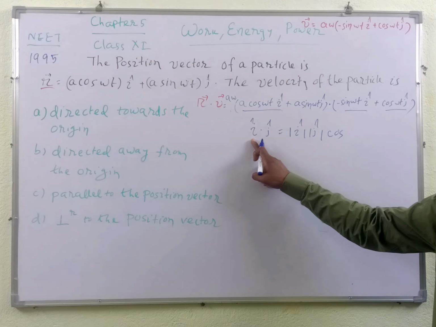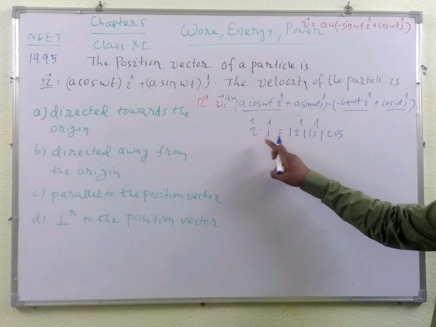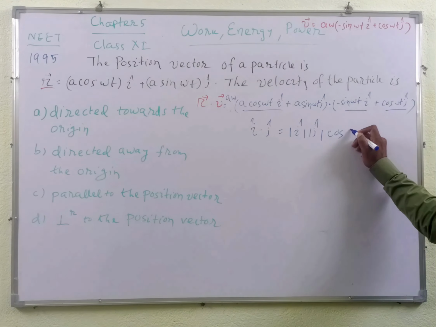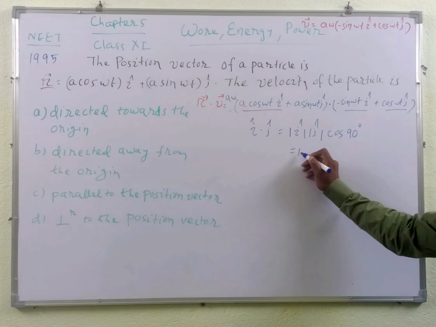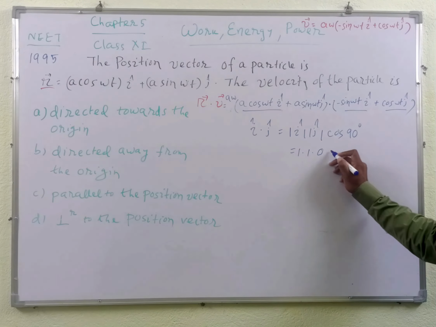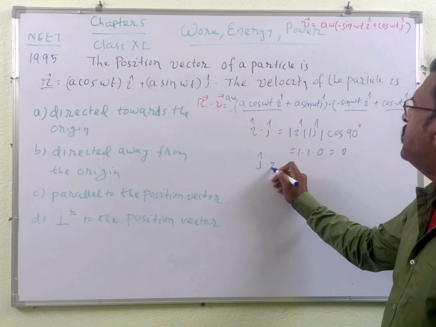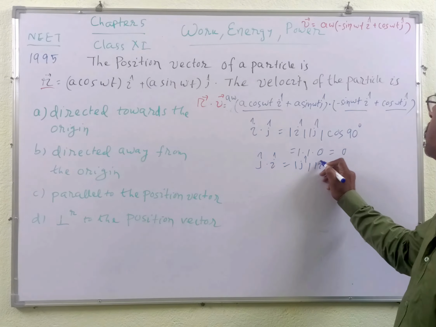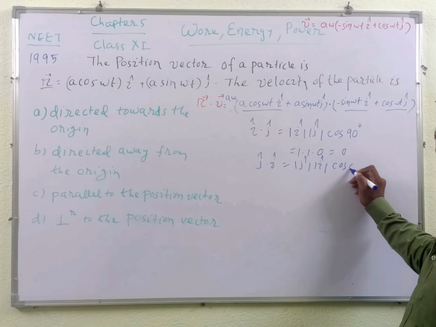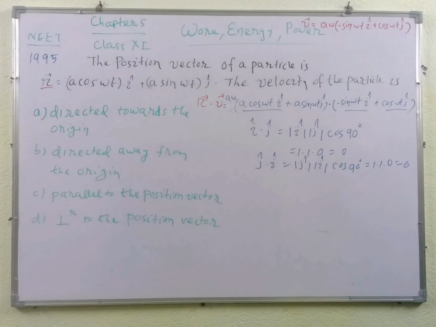i is the unit vector along the x-axis. j is the unit vector along the y-axis. So the angle between i and j is 90 degrees. So we write cos 90 degrees or pi by 2. So this becomes, student, 1 into 1 into 0. So i dot j is equal to 0. Similarly, j dot i is also 0 because that is j cap dot i cap, magnitude and cos 90 degrees, that is 1 into 1 into 0, equal to 0. i dot j equals j dot i equals 0, students.